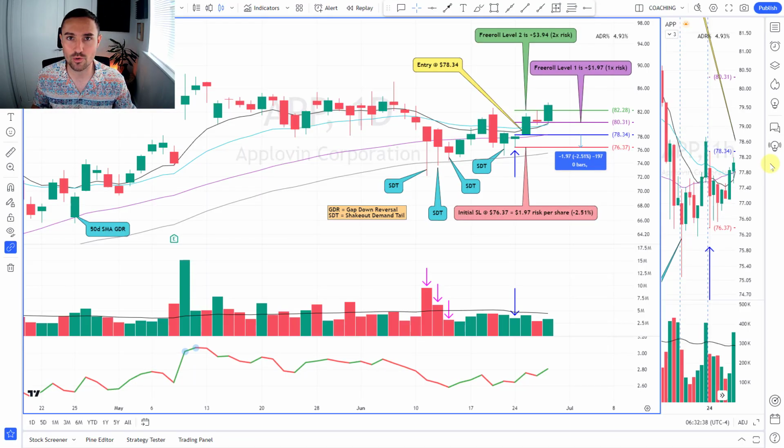So you may be looking at your screen right now and be going, there's way too much information coming at me right now. You've got this blue line, this red line, the purple line, this green line. What on earth is free roll level 1? Why is that $1.97? And what does this mean, 1 times risk? What's free roll level 2? Why is that $3.94, 2 times risk? What's this SDT thing that you keep pointing at? What's this 50-day SMA? What is all that about? Why are you pointing here with pink arrows and the volume's going down? What's this black line? Why do you have a blue arrow there? Like, what's all this information?